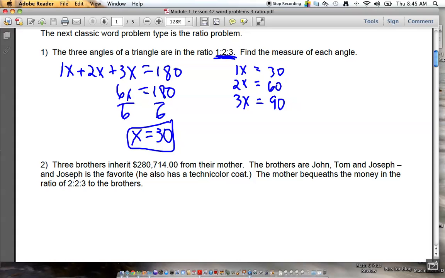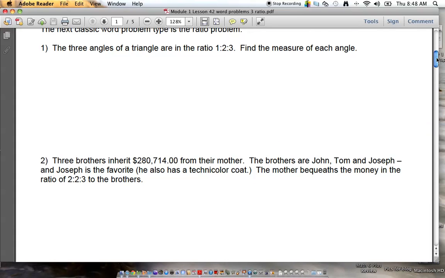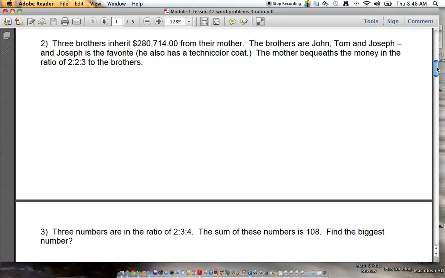Go to number 2. Now that you see the trick, I think you're going to think it's pretty easy. Bequeath? That means when, like, I die and I leave my money to somebody. Vocabulary word of the day.